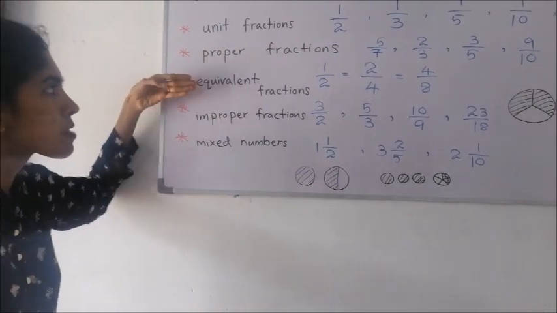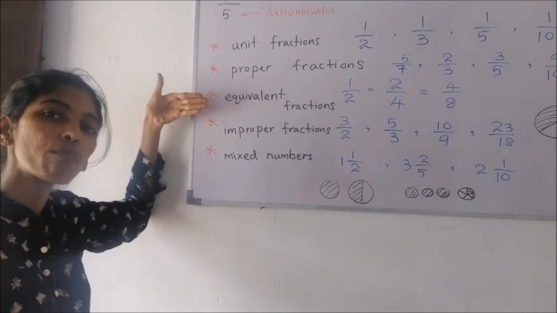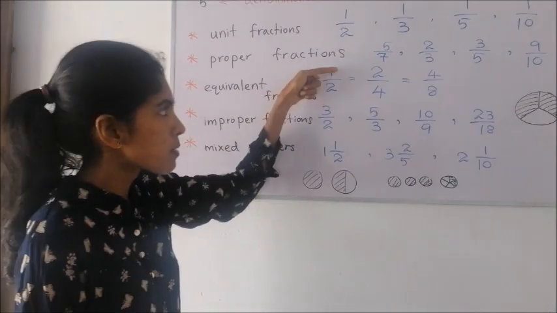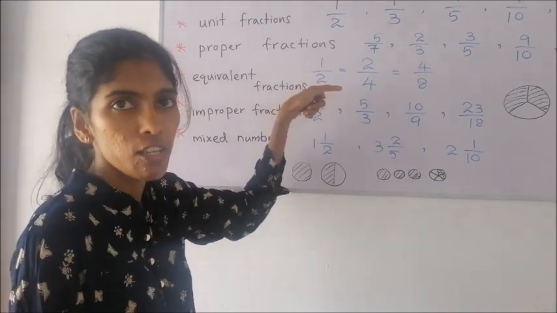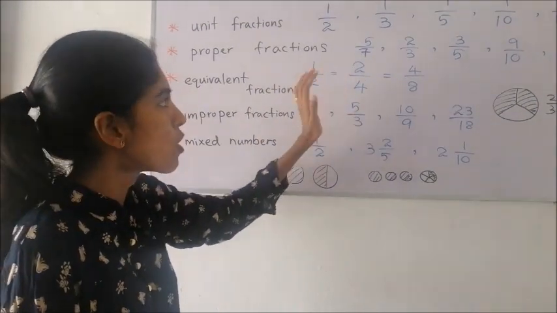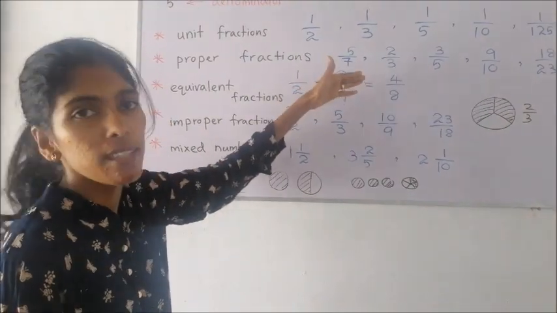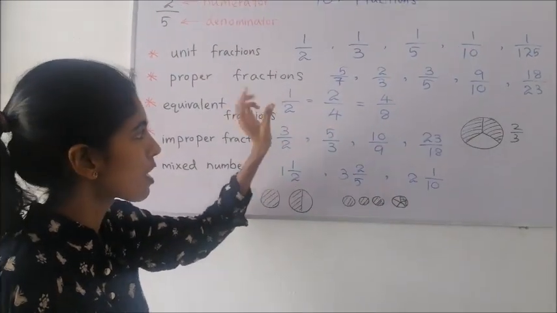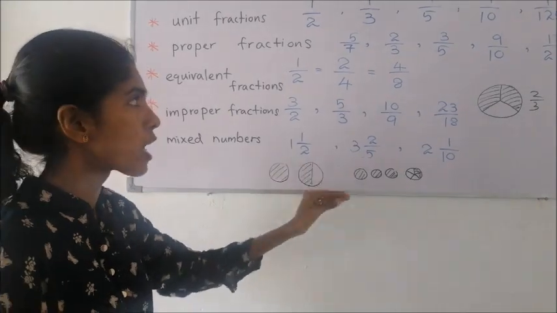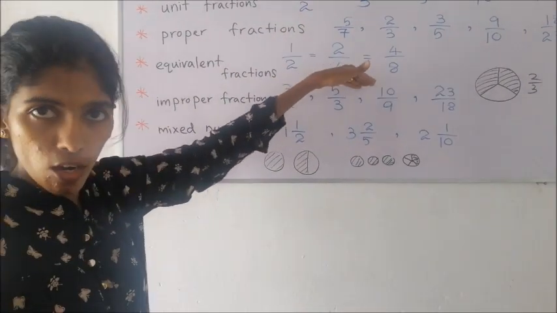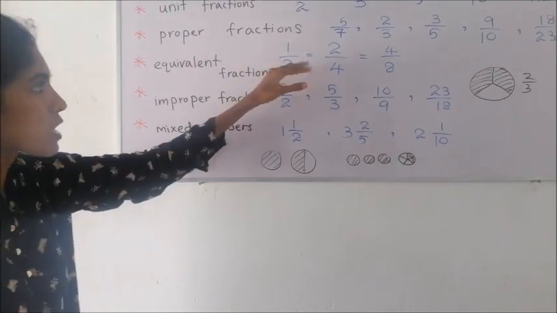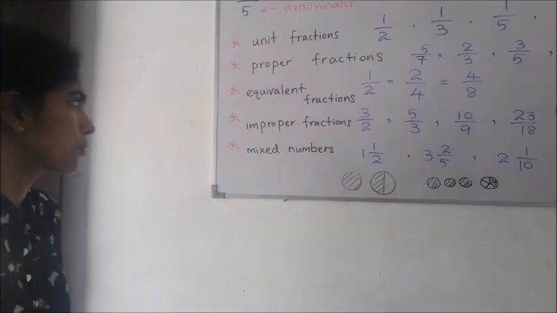How can we obtain these equivalent fractions? As you remember, we can multiply both the numerator and denominator by the same value, or else divide by the same value. Remember that multiplication or division should be done to both numerator and denominator, right? Then only we can obtain equivalent fractions.